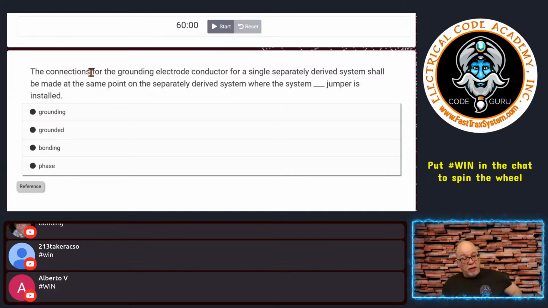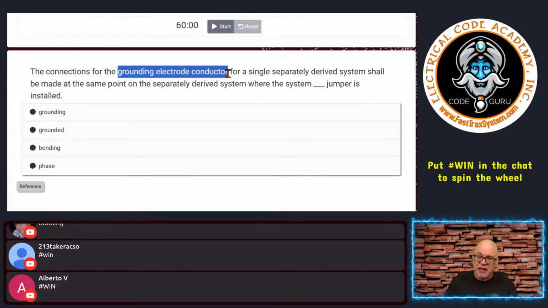But let's assume we did not, right? And we're trying to find out something about the GEC, where it's making connections. So I'm dissecting this question on a separately derived system. I need to know, where do I connect the GEC, and what are the nuances, whether or not it's this jumper? Because it could be where? At the separately derived system, or it could be at the first disconnect, okay? Kind of a hint there that it could be at different locations, right?